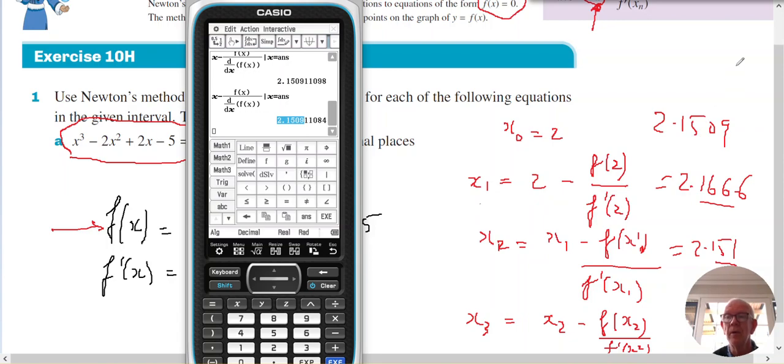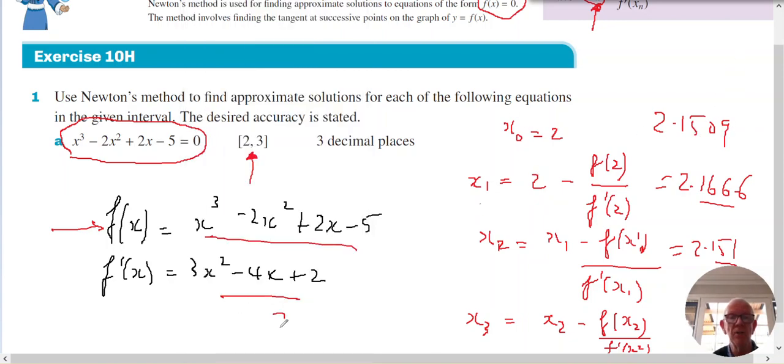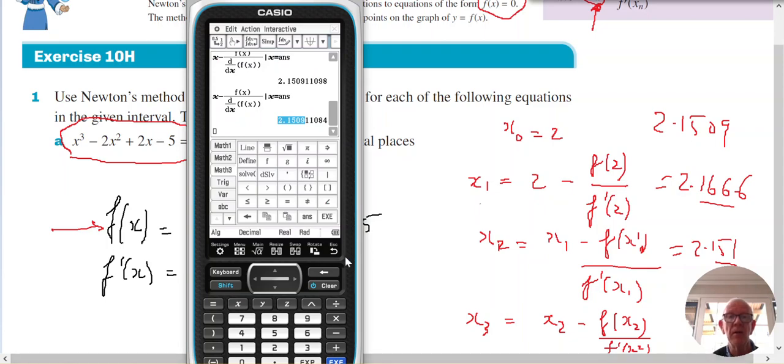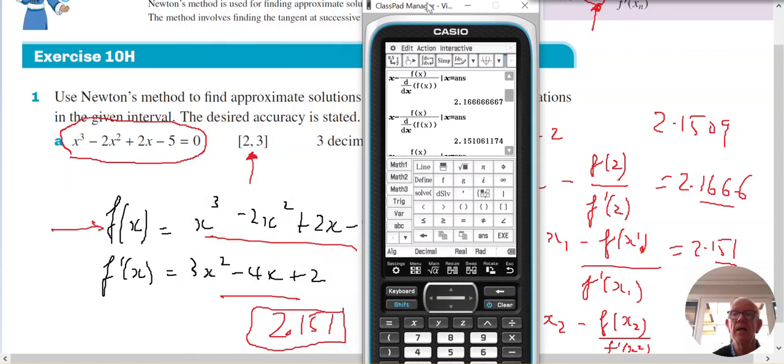So 2.1509 to 3 decimal places is 2.151, which is my answer to 3 decimal places. Because if I continue doing this, my accuracy is going to improve, but it's going to be at the smaller decimal places. Now, I chose 2 as my starting point.